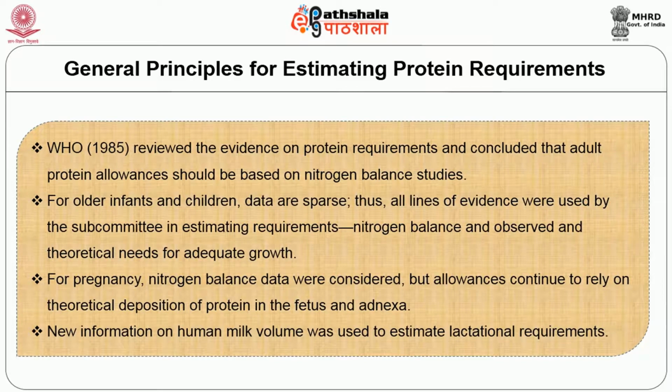WHO in 1985 reviewed the evidence on protein requirements and concluded that adult protein allowances should be based on nitrogen balance studies. For older infants and children, data are sparse. Thus, all lines of evidence are used by the subcommittee in estimating requirements: nitrogen balance, and observed and theoretical needs for adequate growth. For pregnancy, nitrogen balance data were considered, but allowances continue to rely on theoretical depositions of protein in the fetus and adnexa. New information on human milk volume was used to estimate lactational requirement.